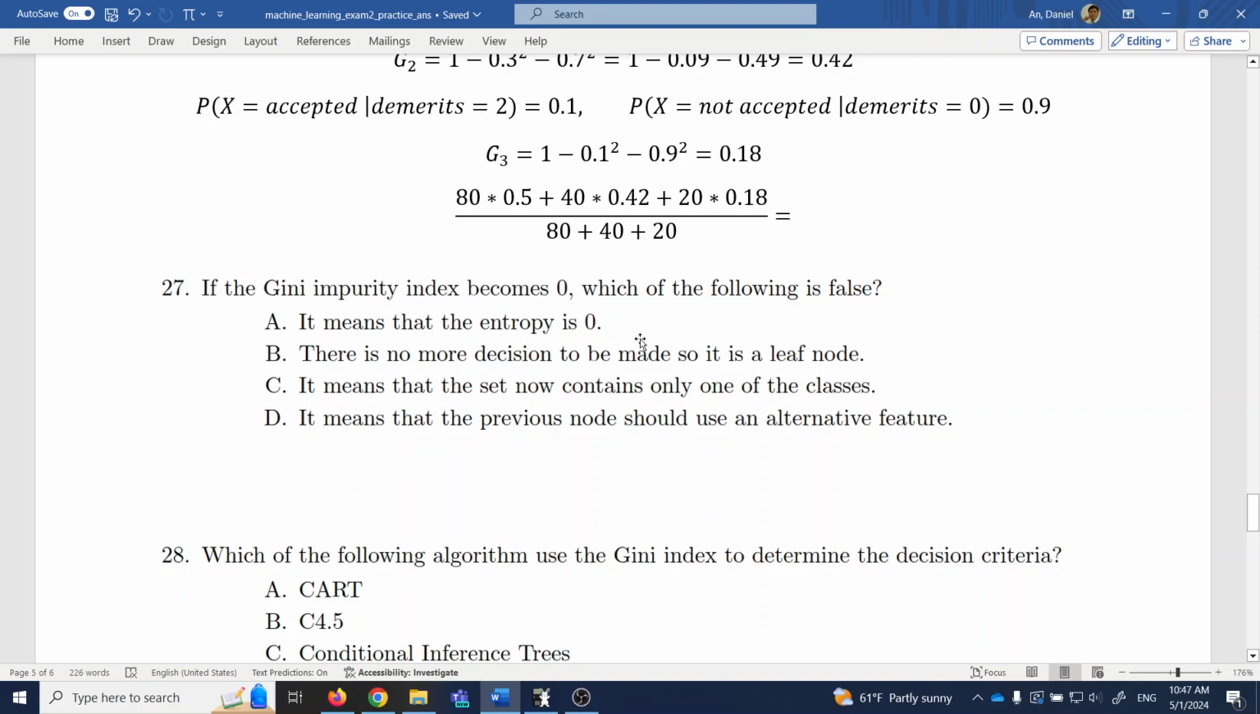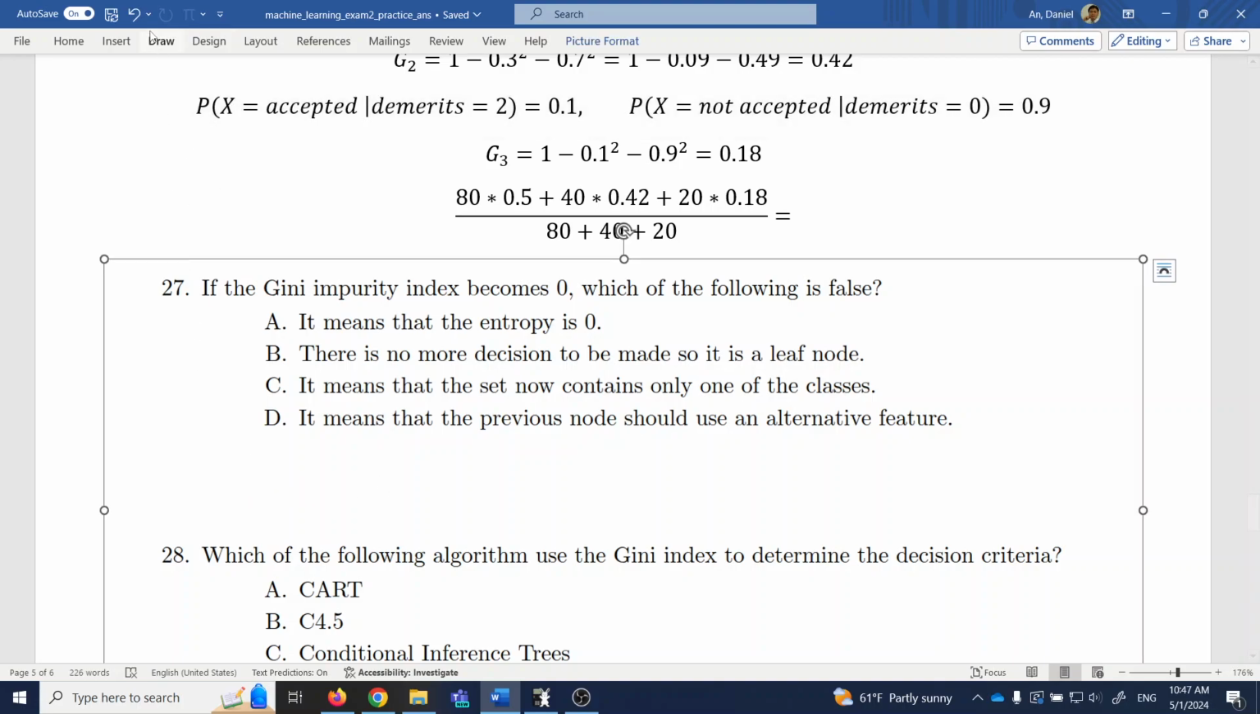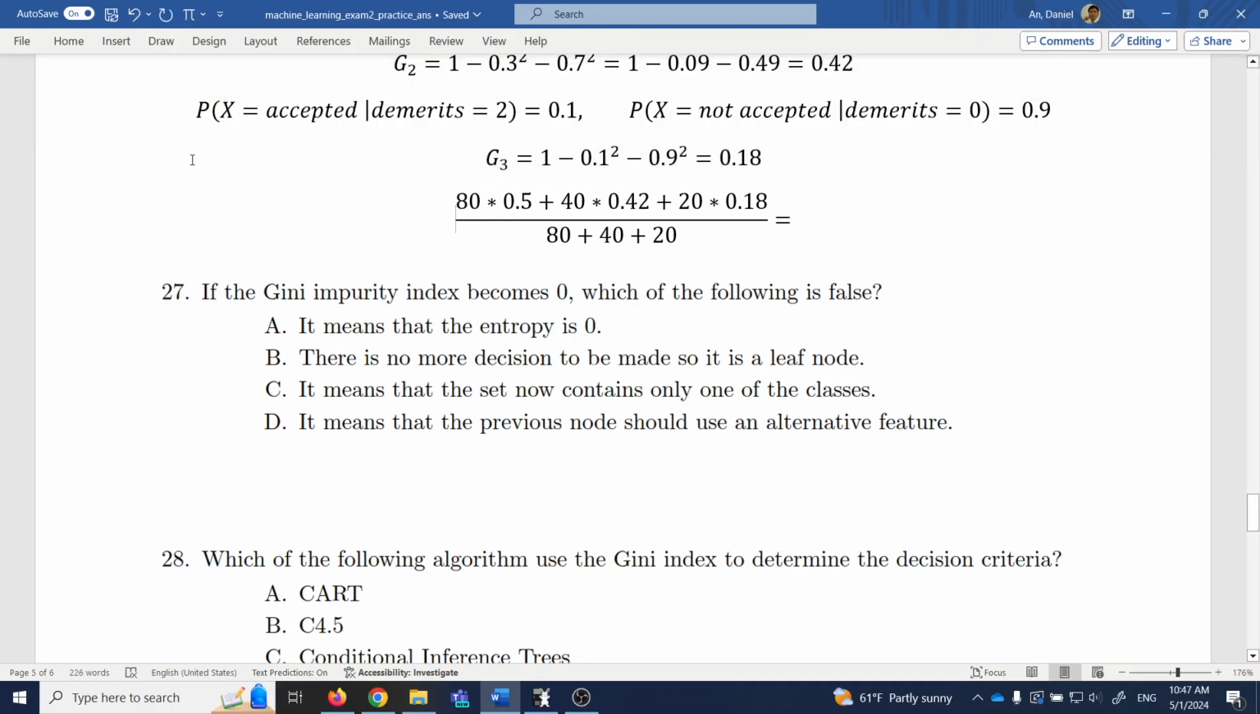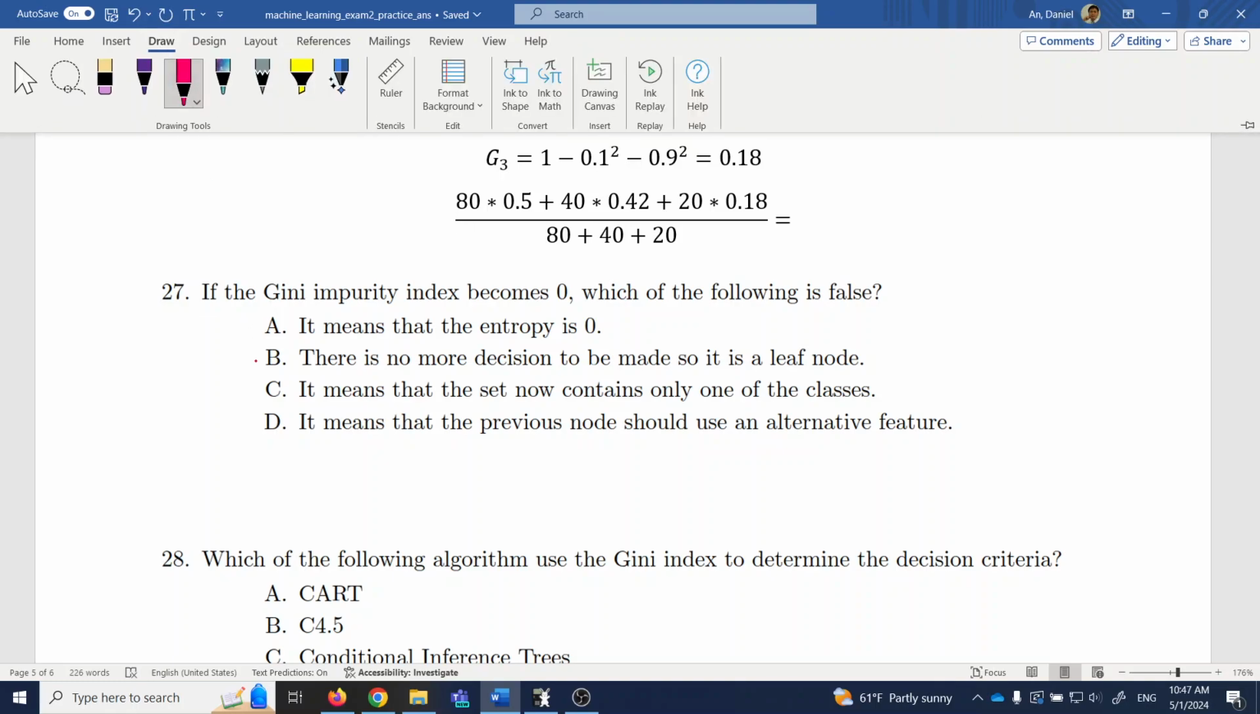And if there's only one outcome, there's no more decision to be made. We know what it is. We know the outcome now. So it just becomes the leaf node. And it also means that the set now contains only one of the classes. If you're doing classification using trees, having one outcome means that it's only one of the classes. So that leaves D to be the only possible alternative. So let's put D.